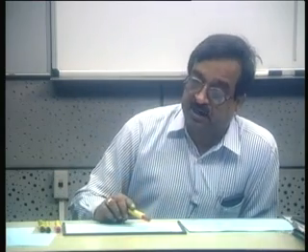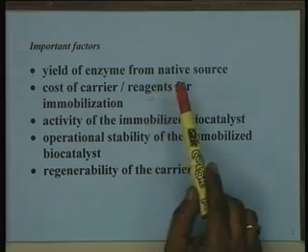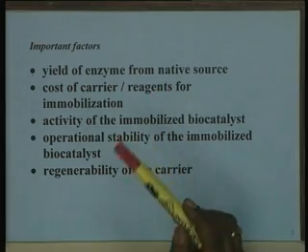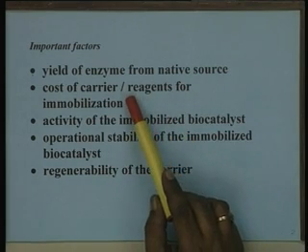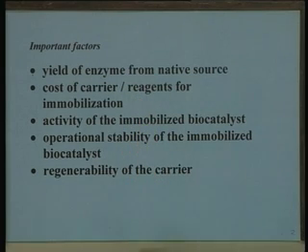When we say yield, I am referring to a term which incorporates the cost part, because the higher the yield, the lower the cost can be. Then the second important factor is the cost of carrier and reagents for immobilization. The immobilization method, the carrier and the reagents required for immobilization is another factor which contributes significantly to the suitability of the use of an immobilized enzyme preparation for industrial processing. Then of course, the activity of the immobilized biocatalyst, the final activity which has to be used for catalysis, and of course, the operational stability of the immobilized biocatalyst.